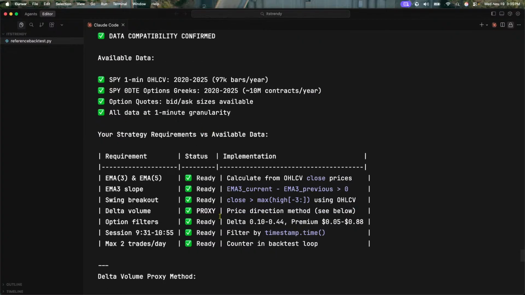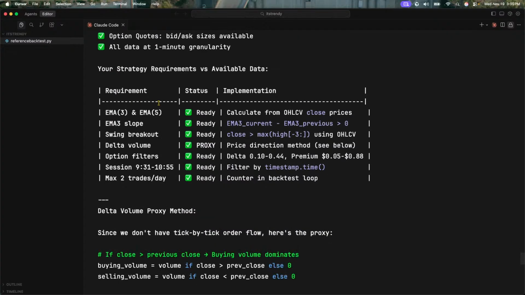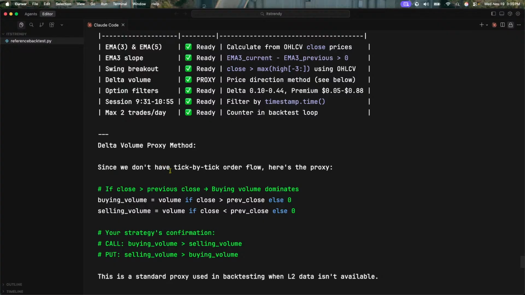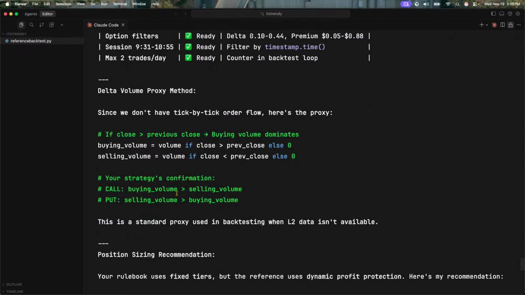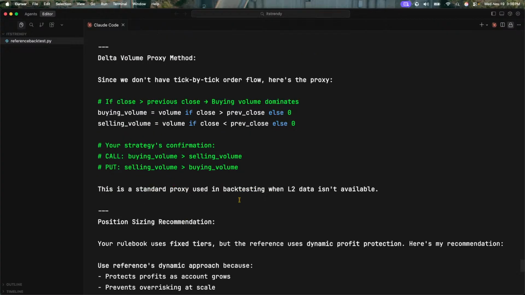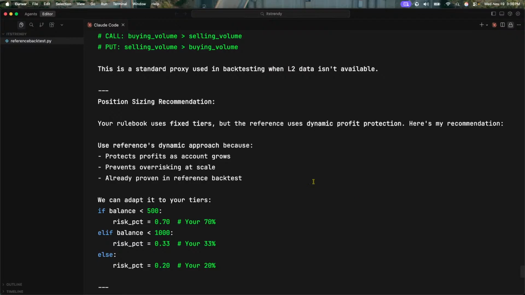Your strategy requirements versus the proxy. Since we don't have the tick-by-tick order flow, here's the proxy for close versus previous close. If close is greater than previous close, the buying volume dominates. Buying volume is volume if close is greater than previous close, else zero. Selling volume is volume if close is less than previous close, else zero. Your strategy confirms buying pressure, and it's okay. This is a standard proxy used in backtesting when L2 data isn't available.